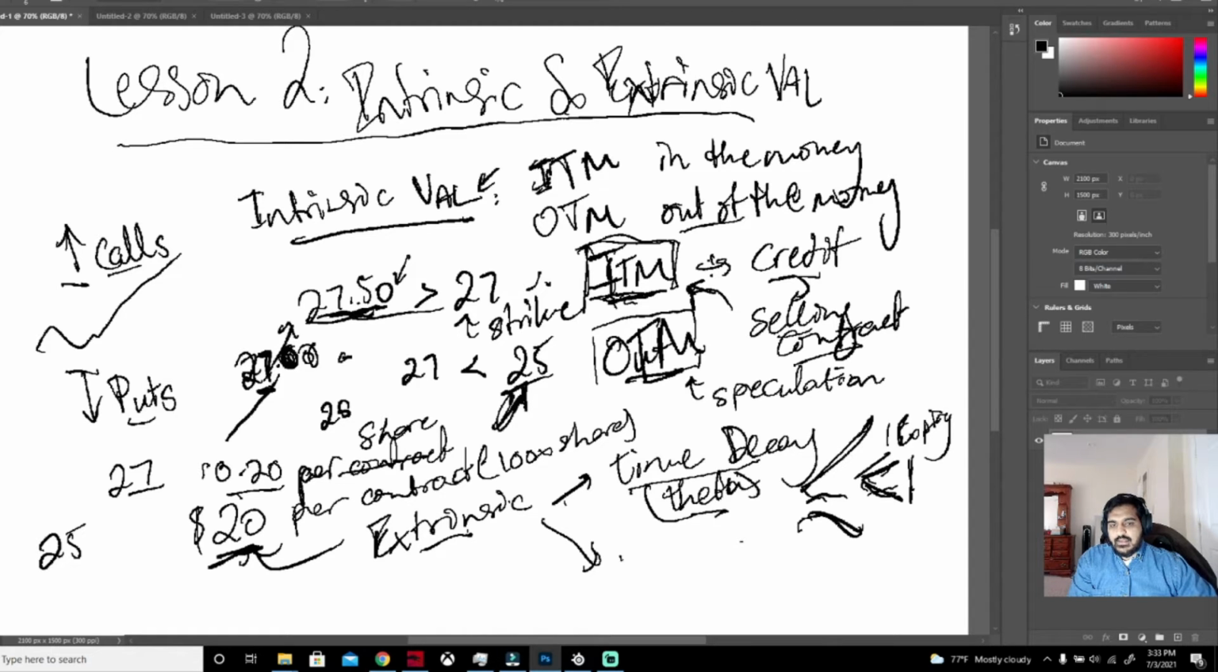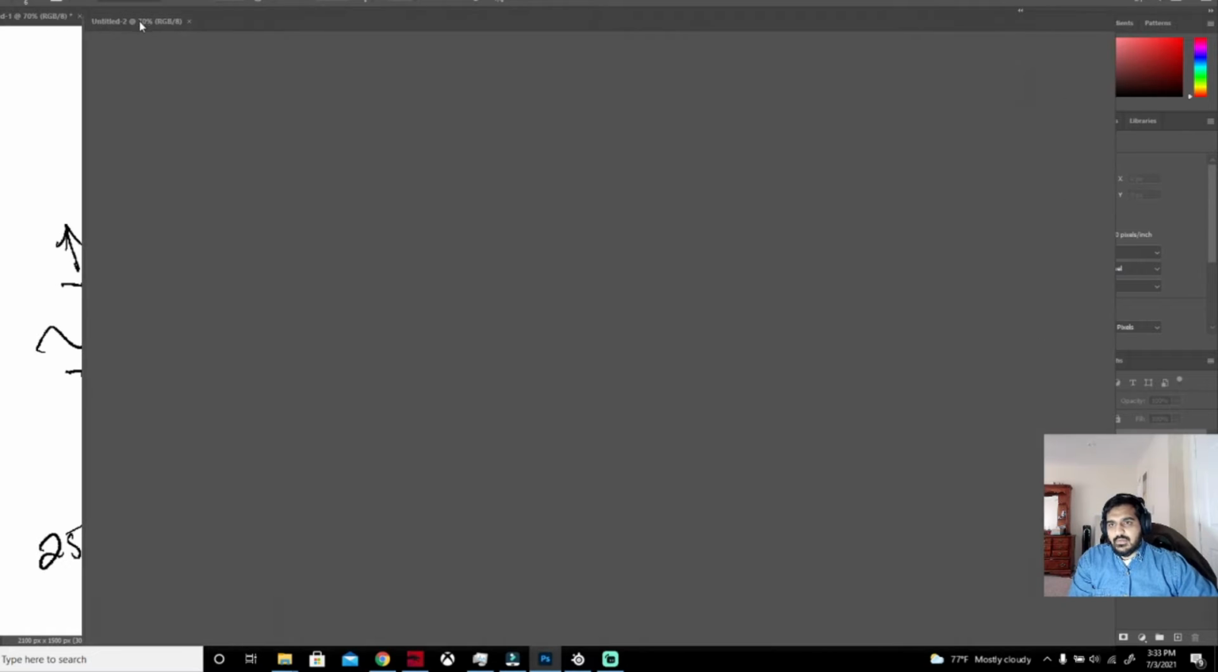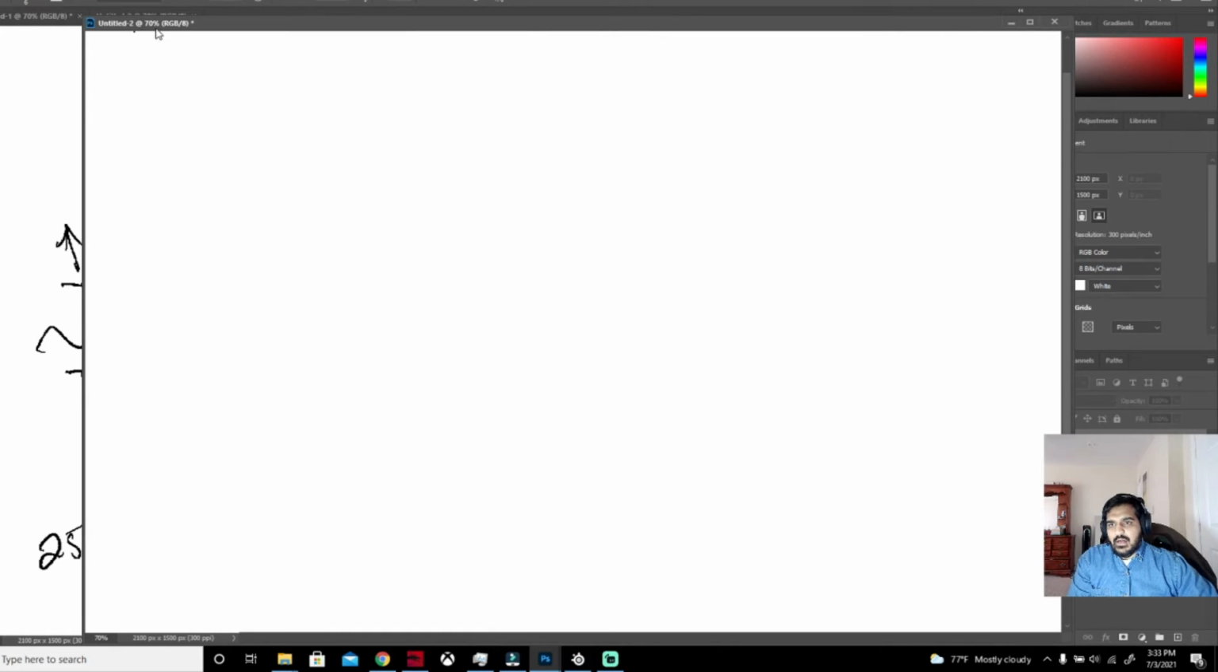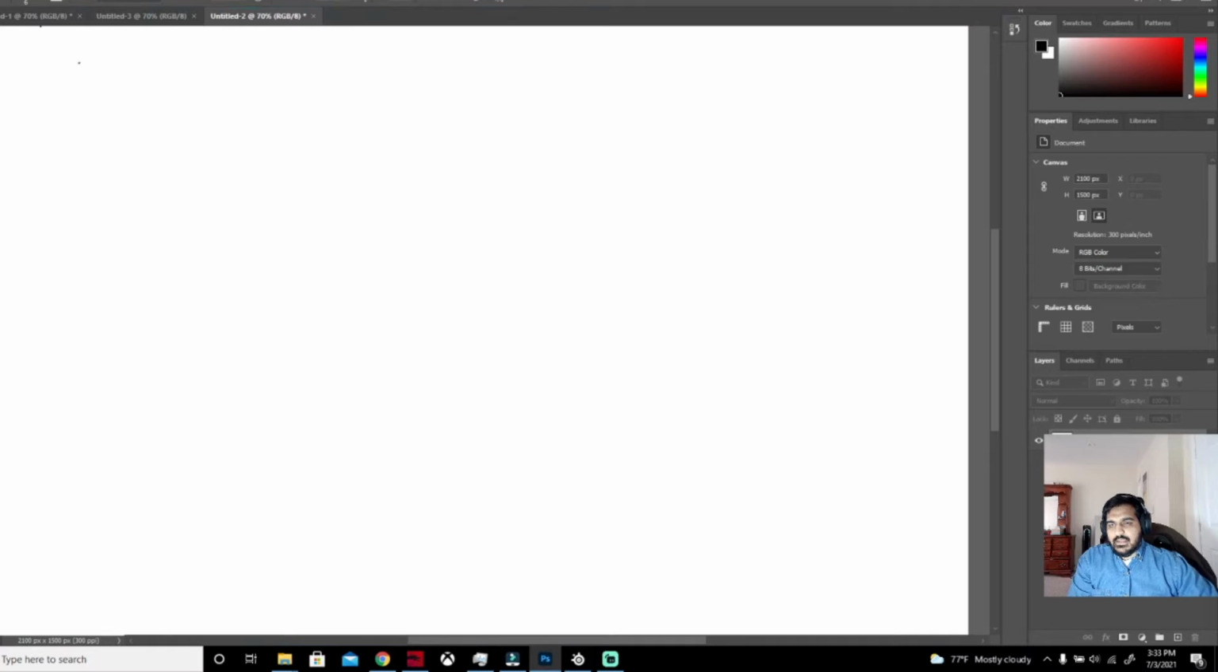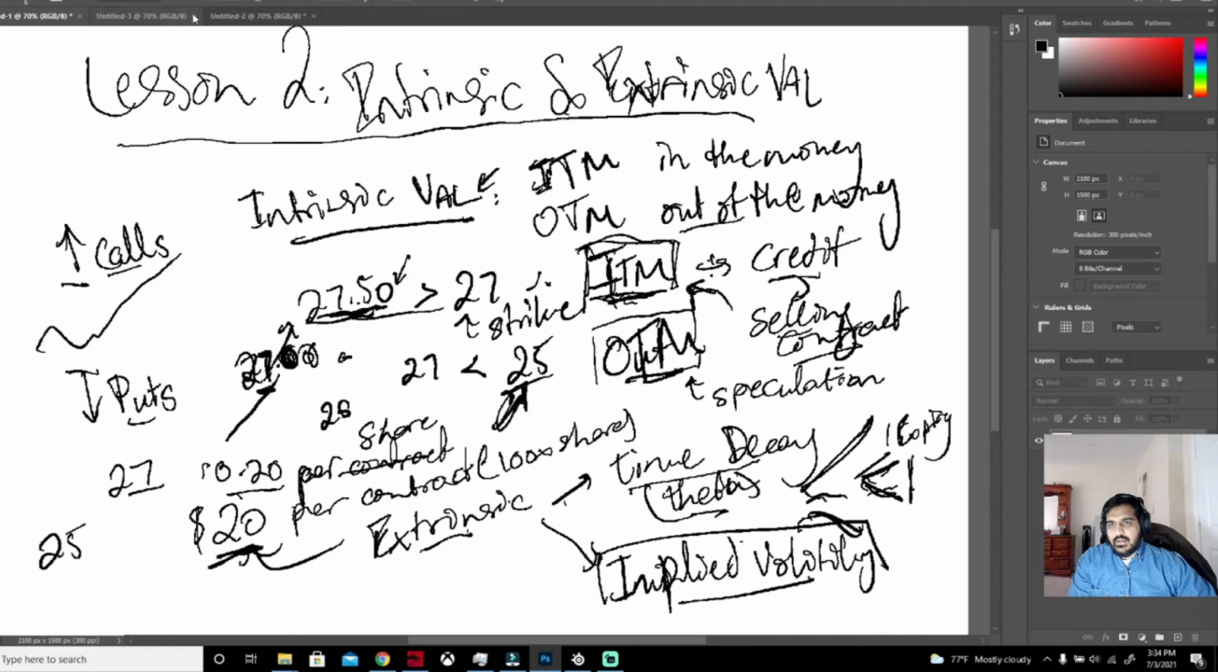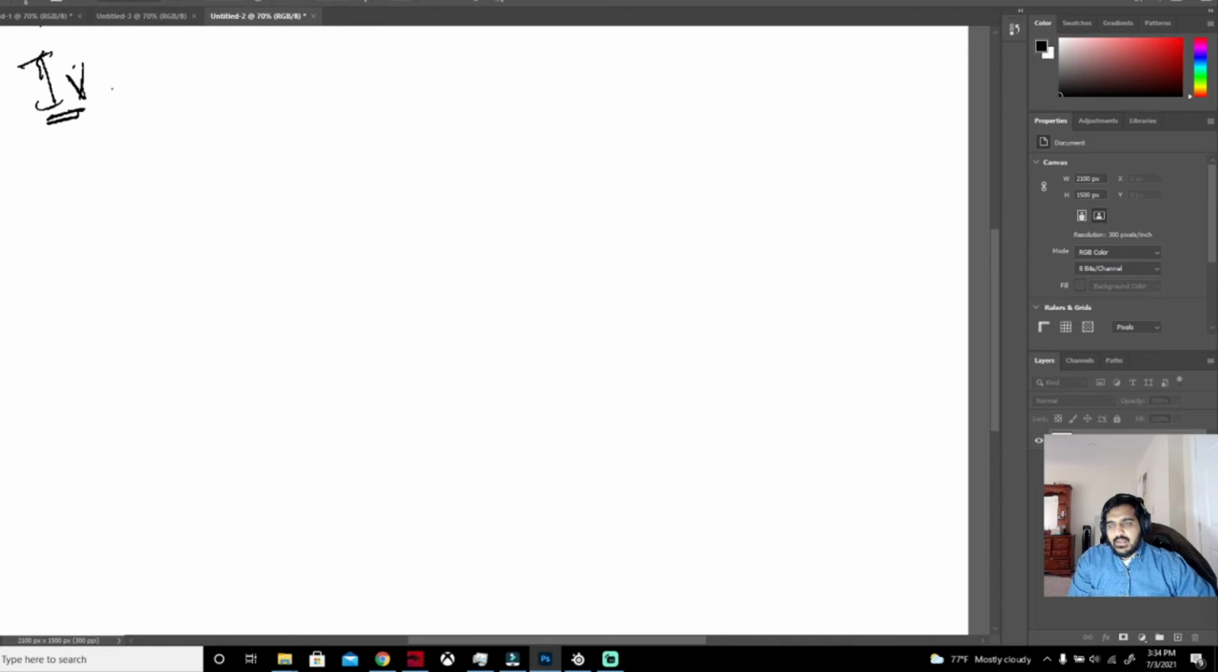The other factor is implied volatility. This implied volatility is kind of hard to understand, but it's really easy to look at. IV is implied volatility, not intrinsic value. Both of them have IV, but IV is implied volatility.